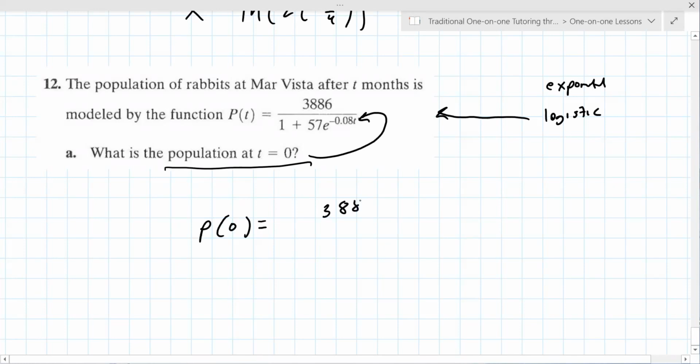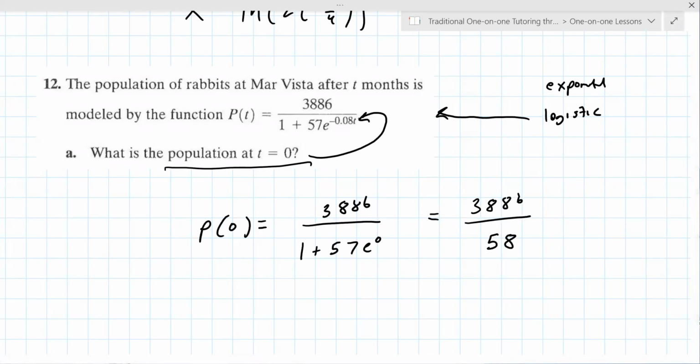So it's 3886 over 1 plus 57 e to the 0. e to the 0 is 1. So this is 3886 over 58. And again, a lot of these do require a calculator. I mean, your instructor can make it nice. They could put, like, 1/16 in the numerator, and then it makes 2. But I would recommend asking your instructor about that, because it does change things. Exactly. So there's 67 rabbits when this problem starts in this fictitious world.